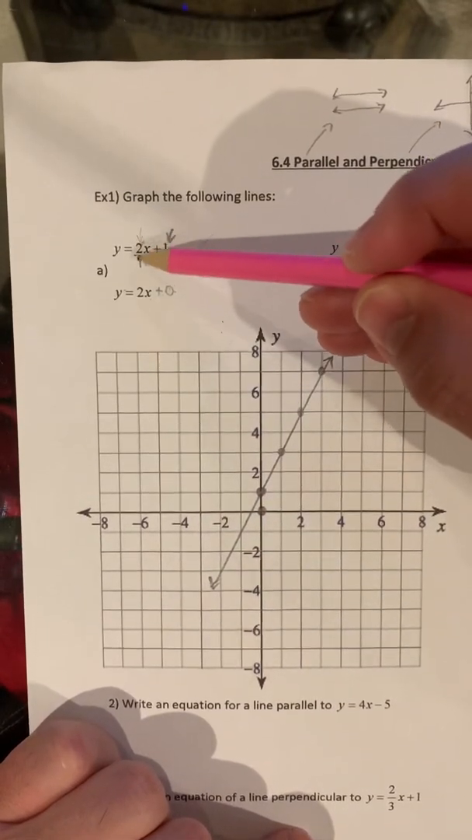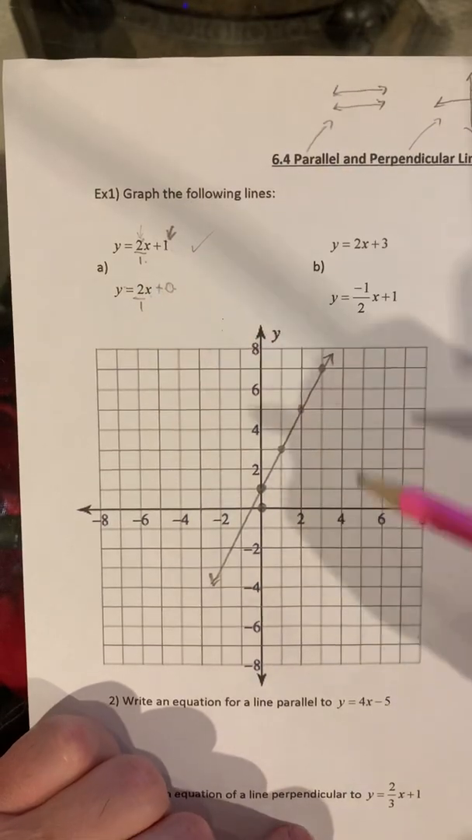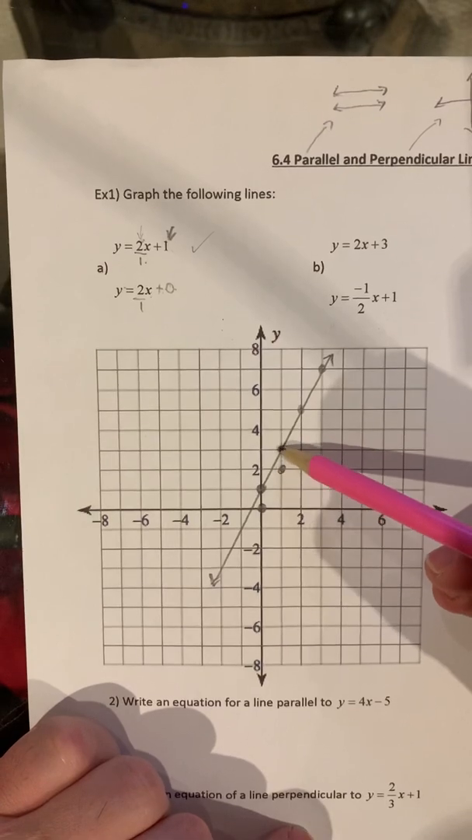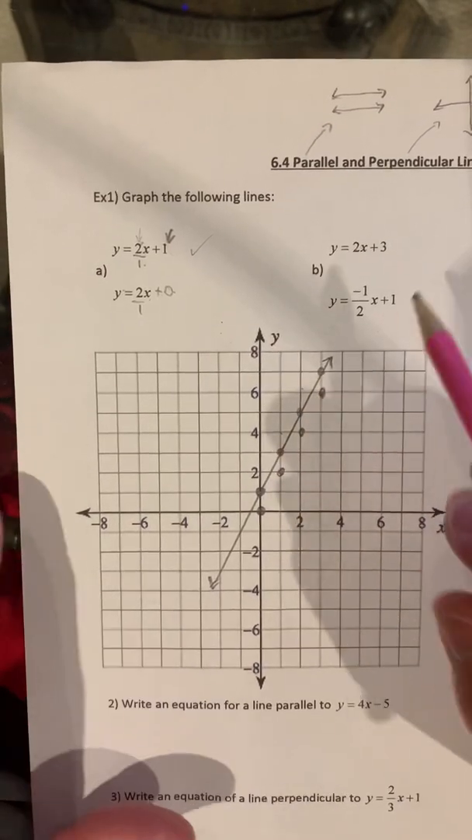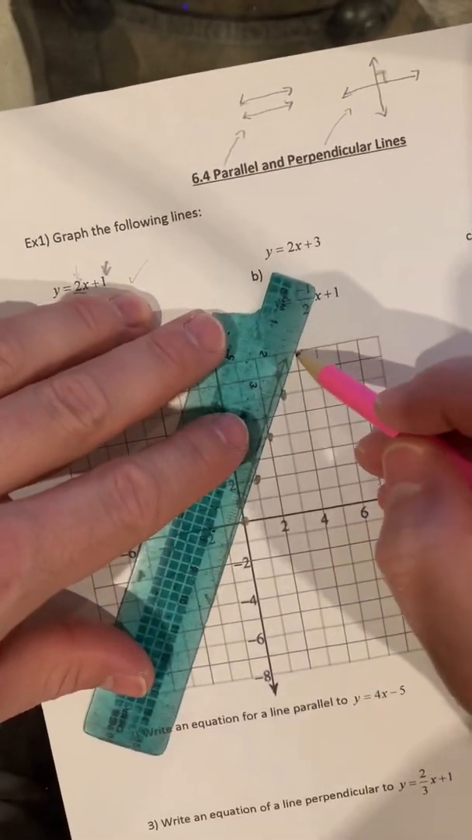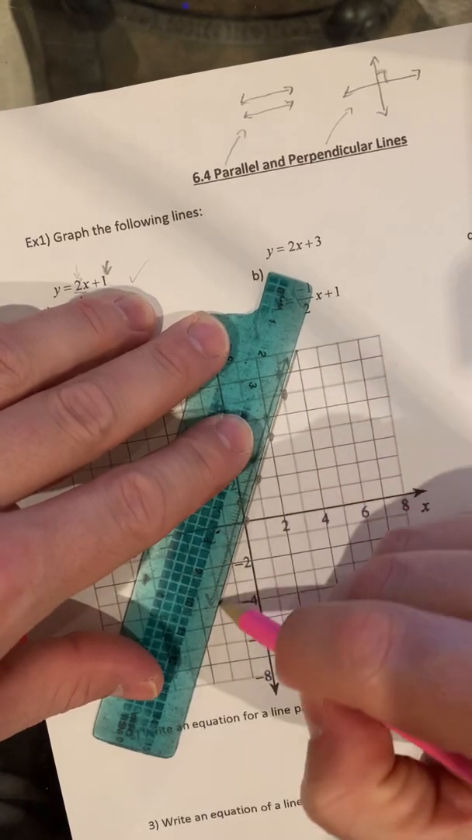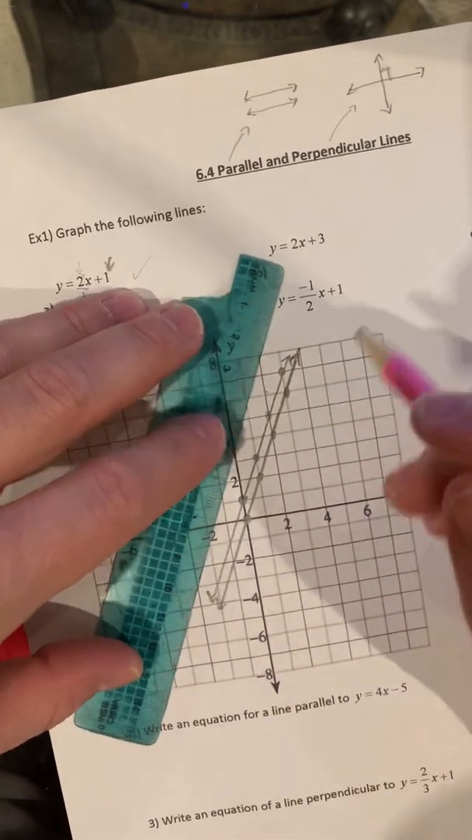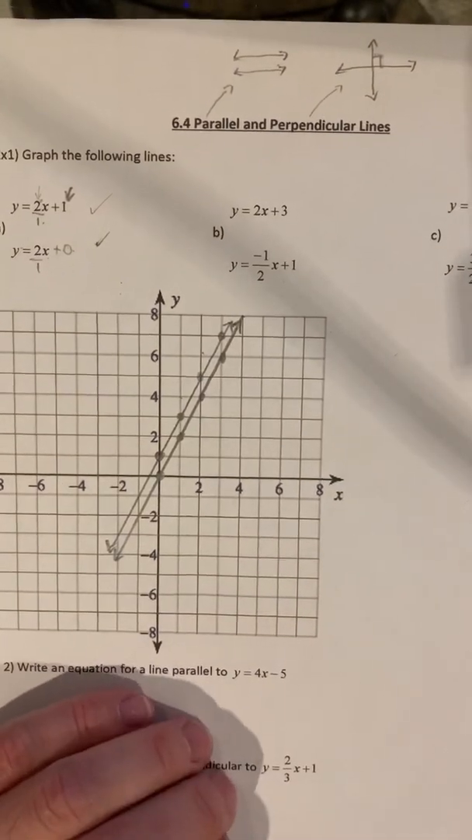You'll notice that they have the same slope: rise of 2, run of 1. So we're going to do the same thing. Up 2, 1 to the right. Up 2, 1 to the right. Up 2, 1 to the right. And we're going to draw our line. Okay, so that is number 2. Okay, next one.